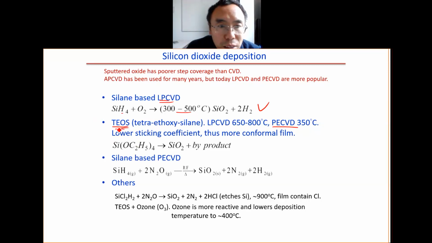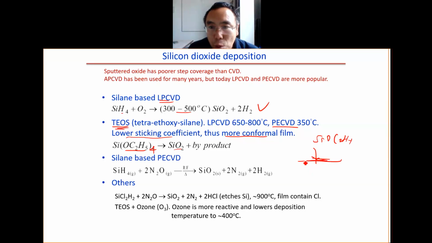So this is TEOS, tetraethoxysilane. This is the tetra, so 4. You decompose it to form the silicon oxide. This will give you more conformal deposition because it has a lower sticking coefficient. That means when the molecule comes to the surface, the OC2H5 groups, it can move around, or it can be bounced back. This means a low sticking coefficient, which gives you more conformal deposition.